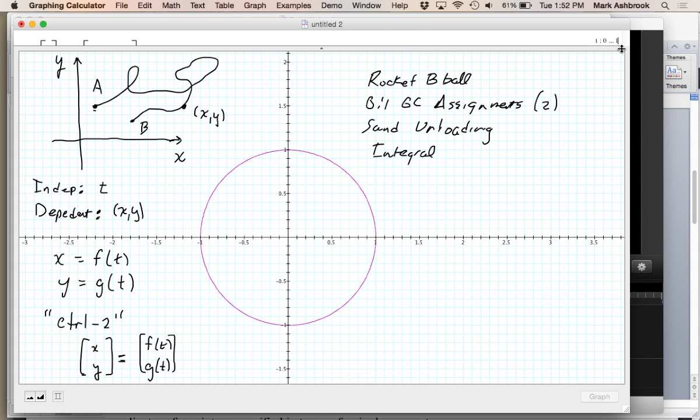Any questions? Do we get it? So if we want 0 to match up with the starting point, and 1 to match up with the ending point, then how do we adjust that function?